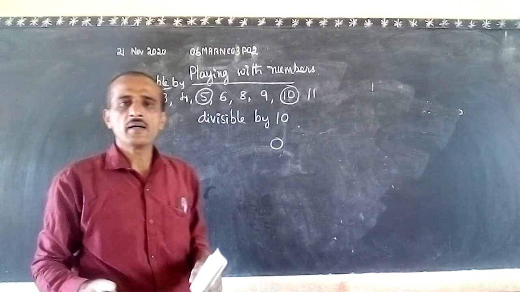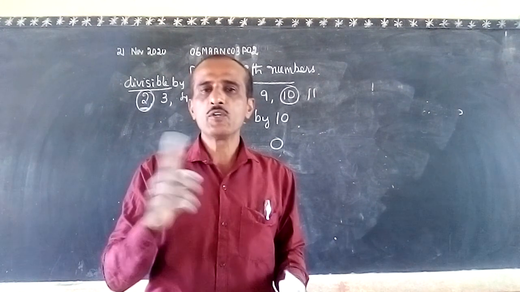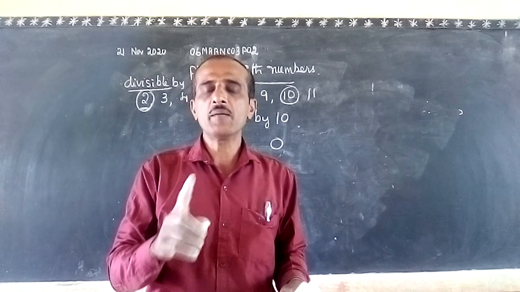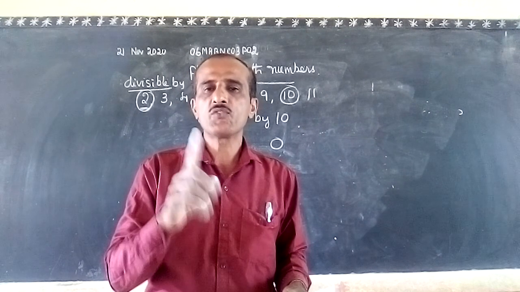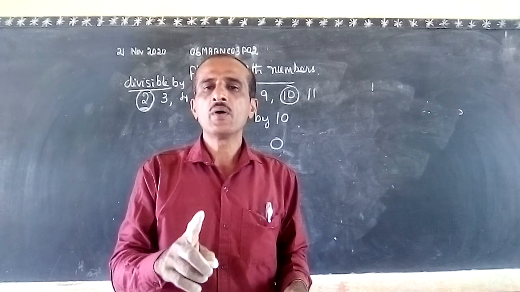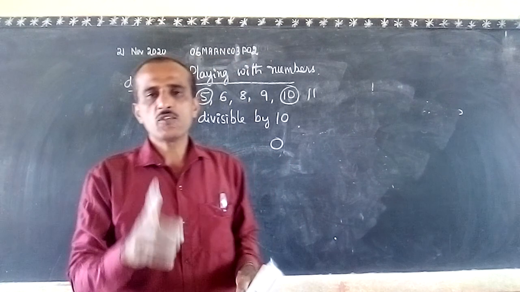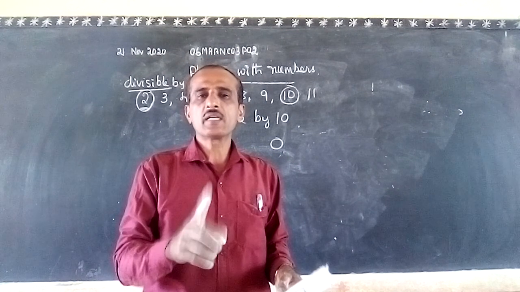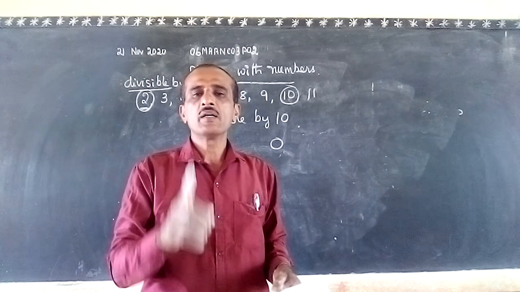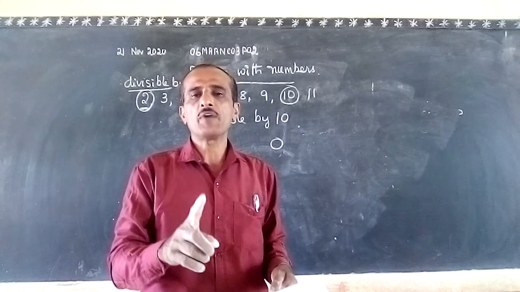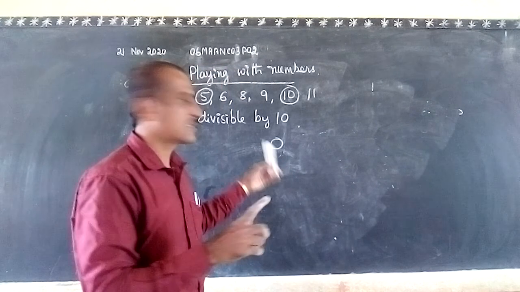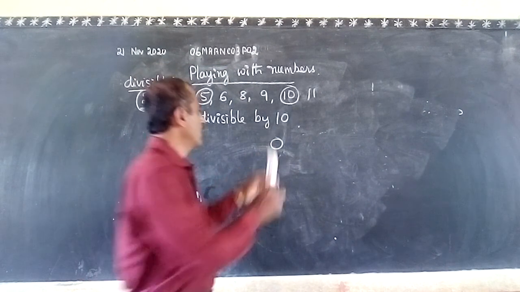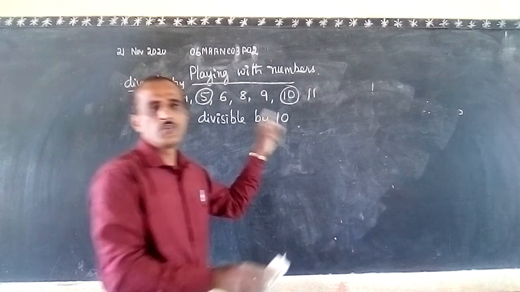So, remember, to check whether a number is divisible by 2, the unit place must be 2, 4, 6, 8 or 0. To check whether a number is divisible by 5, the unit place must be 0 or 5. To check whether a number is divisible by 10, the unit place must be 0.